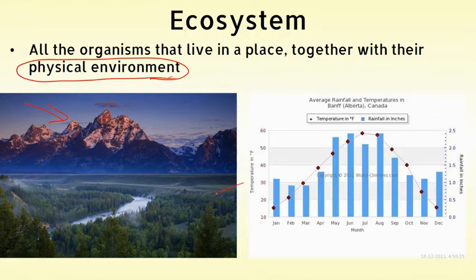Okay, the forests that they live within, what is the average rainfall and the average temperatures. So in an ecosystem, we're not only going to be looking at the different populations and how they interact with each other, but we're also going to be looking at how they interact with their physical environment as well. Okay, where do they live? Where do they get their water from? What are the temperatures? What is the climate?